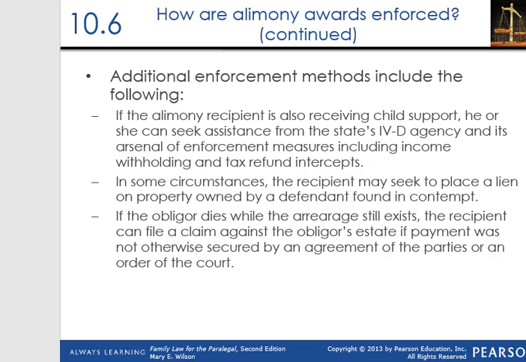Additional enforcement methods include the following. If the alimony recipient is also receiving child support, he or she can seek assistance from the state's 4D agency and its arsenal of enforcement measures, including income withholding and tax refund intercepts. This is one of the primary reasons why we like to run our spousal support awards through CSEA as well, because they've got the backing and resources to pursue payment.